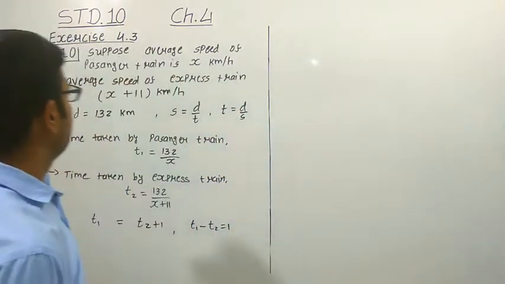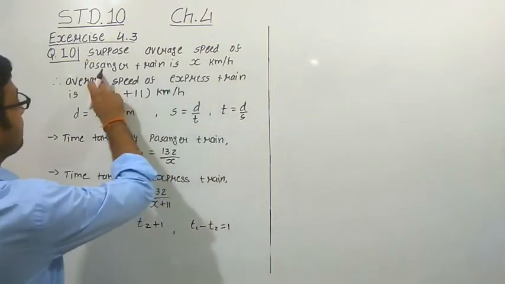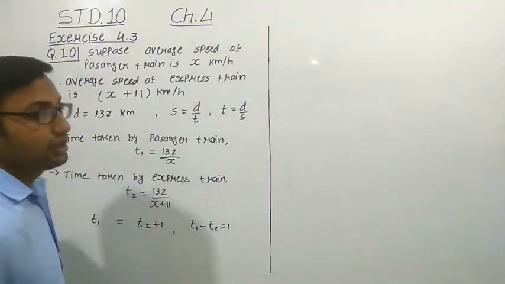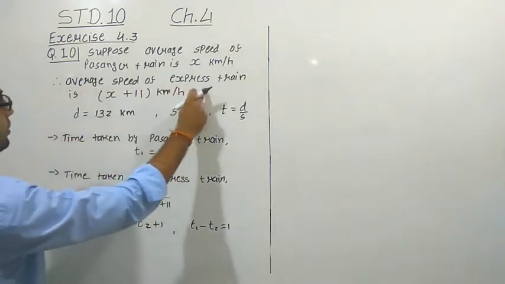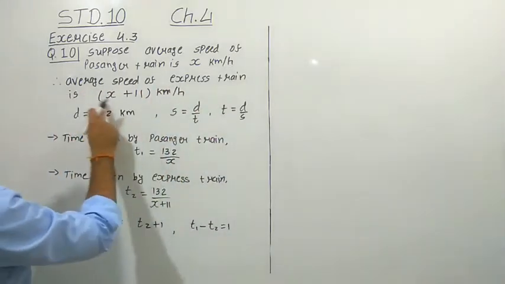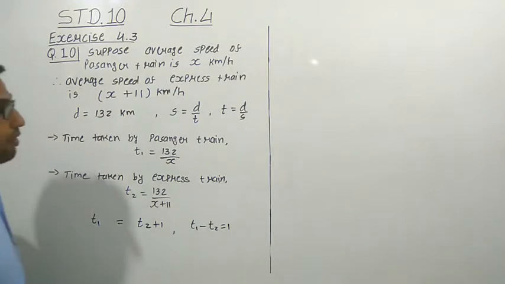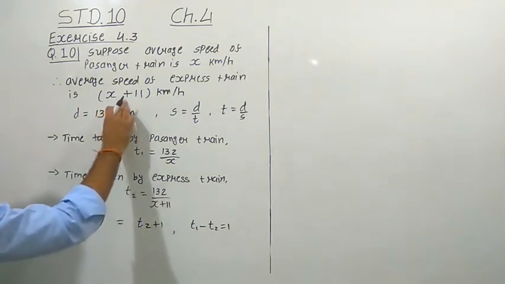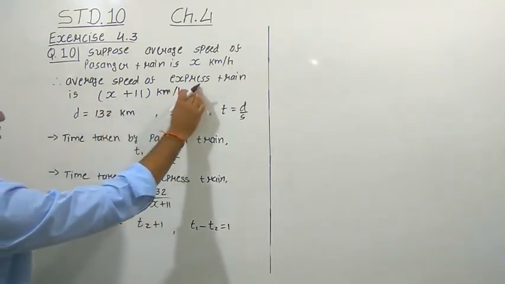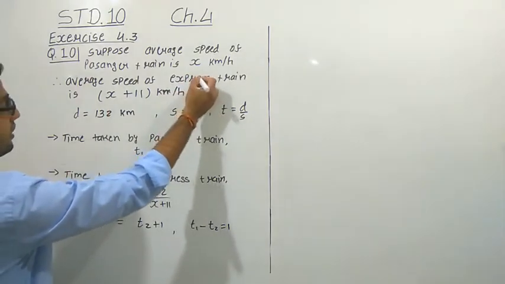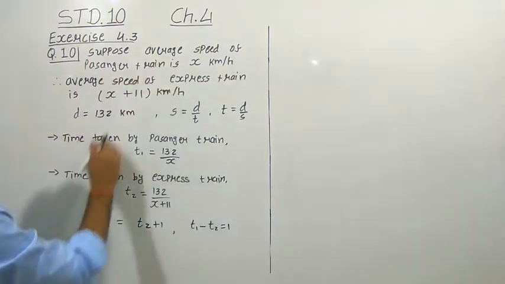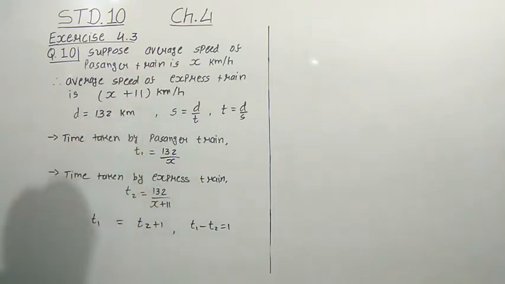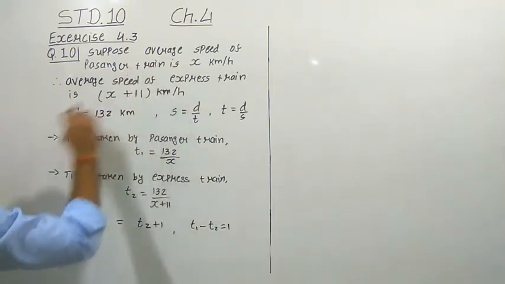So here, let us suppose the average speed of the passenger train is equal to x km per hour. So we can write down the average speed of the express train is x plus 11 km per hour. Why? Because it is given in one of the relations that the express train speed is 11 km more than the speed of the passenger train. That is why we add 11 to the speed of the passenger train.